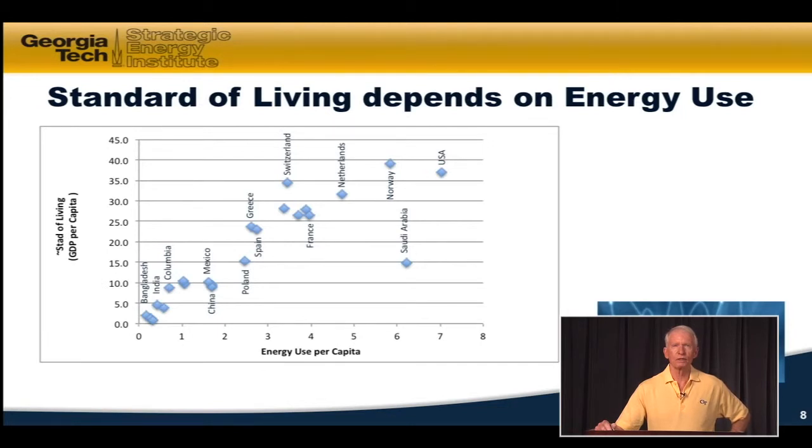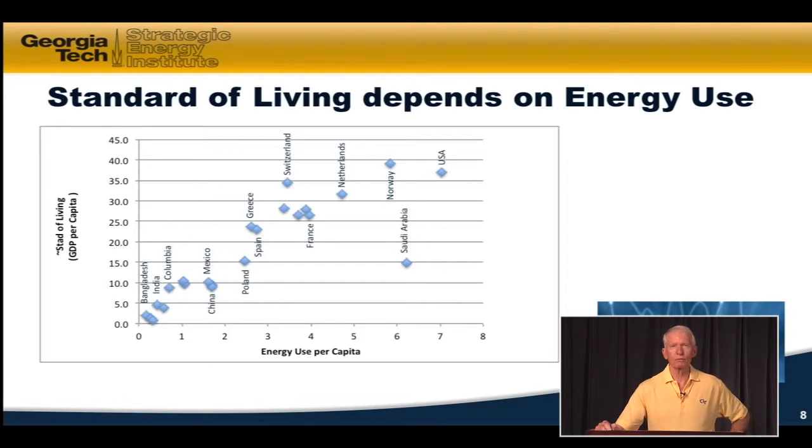But generally, as you move to lower energy use per capita, the standard of living measured by the gross domestic product declines. You move on down, you see France is down about 25 gross domestic product dollars per capita, and their energy consumption is about 4.